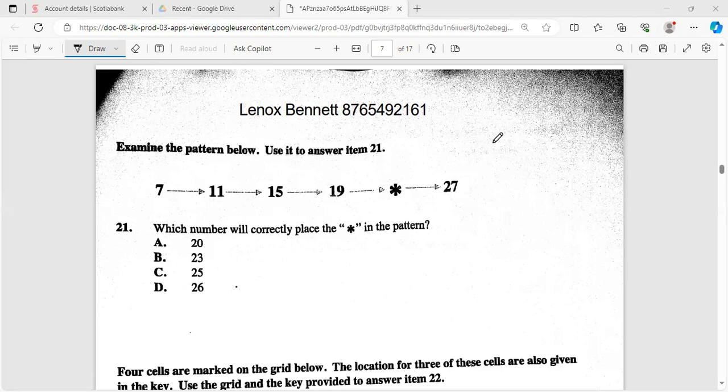It says examine the pattern below. Use it to answer item 21. So there's a pattern and we start at 7. We end up at 11. So let us just assume that they added 4 here. 11, yeah, it's definitely adding 4 for the second one. Definitely adding 4 for the third one. So that means we're going to add 4 right here, which would give us 23. So here we go. Nice and easy. Number 1 would be 23.